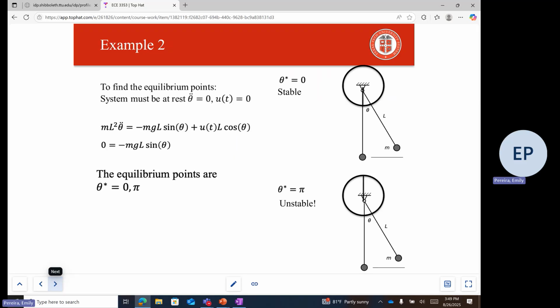So here, you'll see when it's completely down, this is a stable equilibrium point, right? If you perturb it, it's going to eventually settle back down. If it's completely upright, then it's going to eventually fall back to its stable equilibrium.